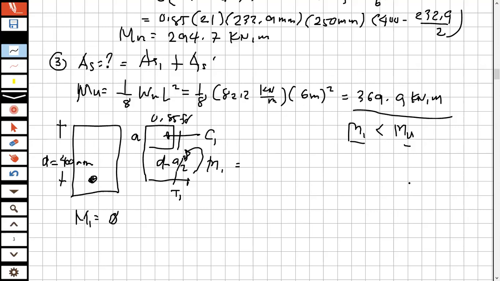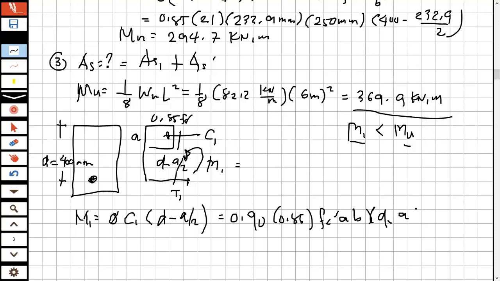Okay, so M1, from this drawing we can see, ano ba yung value ng M1? Phi, our reduction factor, and then you have C1, ang gamitin natin. Kasi wala naman tayong A is 1, so C1 ang gamitin natin. C1, and then you have D minus A over 2. Okay, so we will have here 0.9, C1 is 0.85, FC prime, okay, you have A times B, and then you have D minus A over 2.